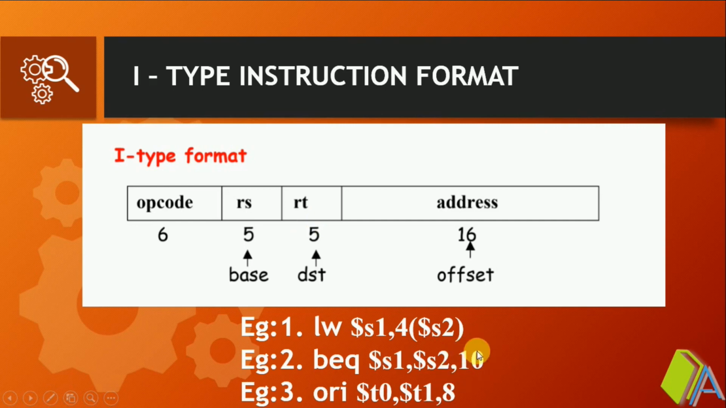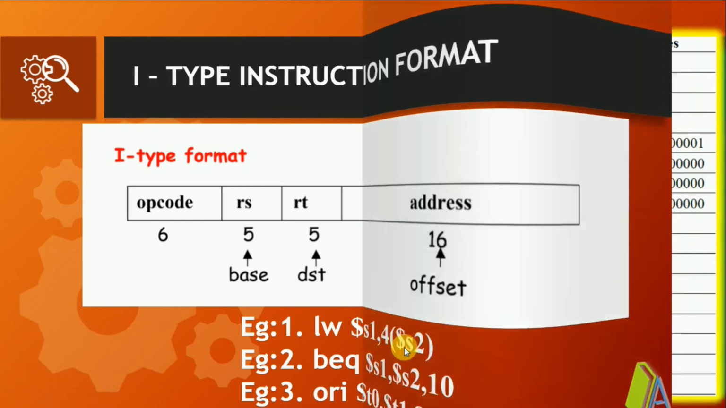I have to represent this 10 using 16 digits. Next one is OR immediate. It is a direct immediate instruction. Here T0 is my destination register RT. T1 is my source register RS. 8 is my immediate value, what we are getting at runtime. So I have to represent this 8 using 16 bits now. So we can see these examples one by one.